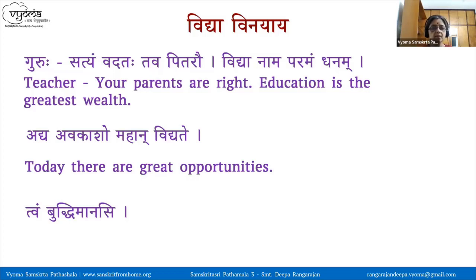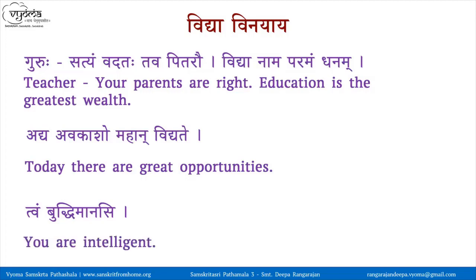So mahan. What is the dvivachana of this mahan? Mahantau. Samyak. Mahan, mahantau. From Buddhiman asi: Buddhiman plus asi is Buddhiman asi. There is no Sandhi there. You are a wise boy. Uttama. You are wise, you are intelligent. Samyak. Dhanyavadaha. Ram Ram.